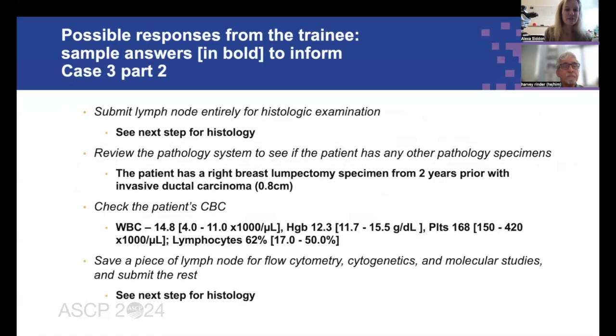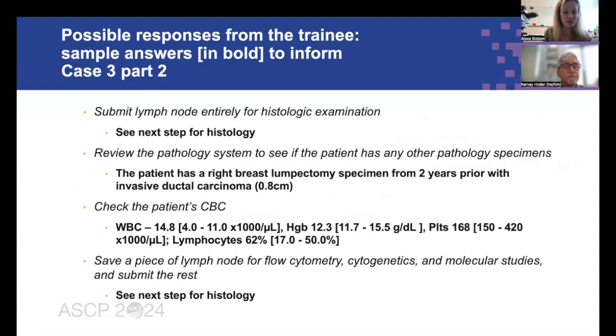So if we go through the different responses, if somebody said that they just want to submit the lymph node entirely, we might have the CBE respond, see the next slide for the histology, we will provide that. If somebody said, review the pathology system to see if the patient has any other pathology specimens, then we might learn that the patient had a right breast lumpectomy specimen 2 years ago with invasive ductal carcinoma at a little less than a centimeter.